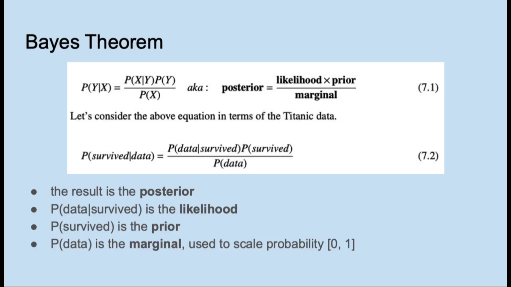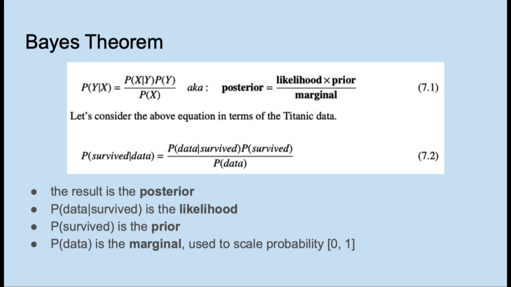Bayes' theorem was developed back in the 18th century by Thomas Bayes, a mathematician and minister. Bayes' theorem lets us calculate the probability of y given x by calculating the probability of x given y times the probability of y all over the probability of x. The final result is the posterior. The probability of x given y is the likelihood. The probability of y is the prior, and the denominator is called the marginal. The marginal is just used to scale the posterior to be a probability between 0 and 1.